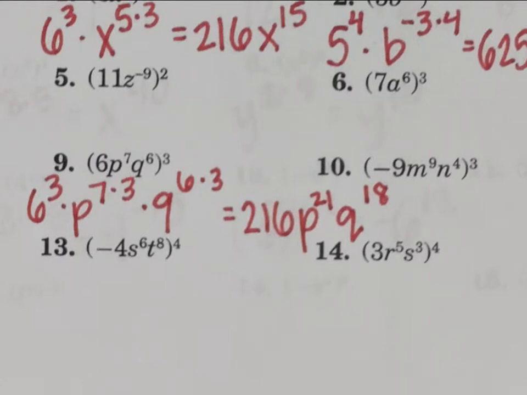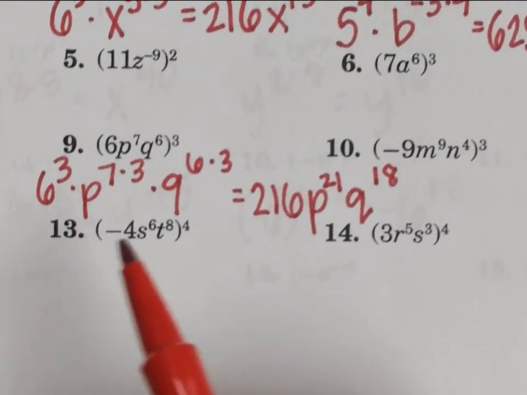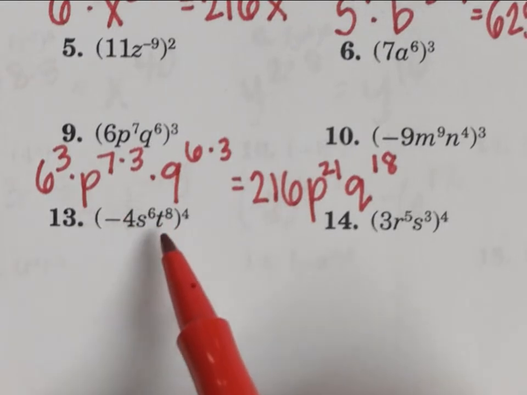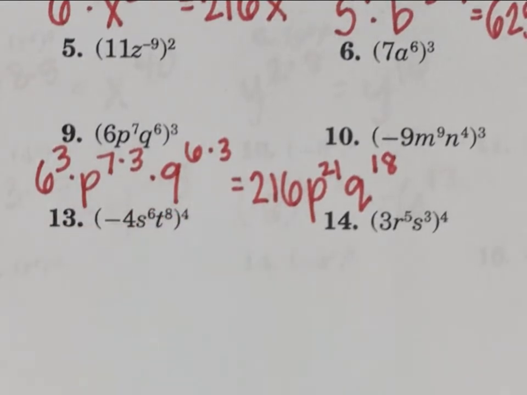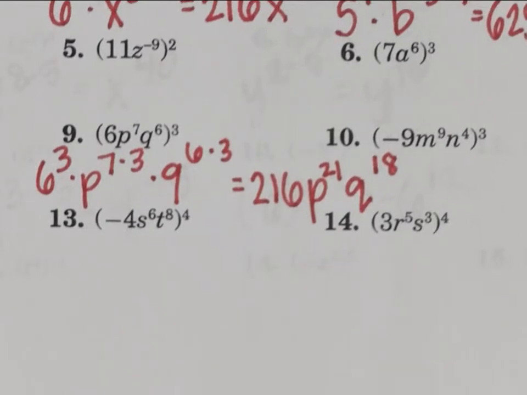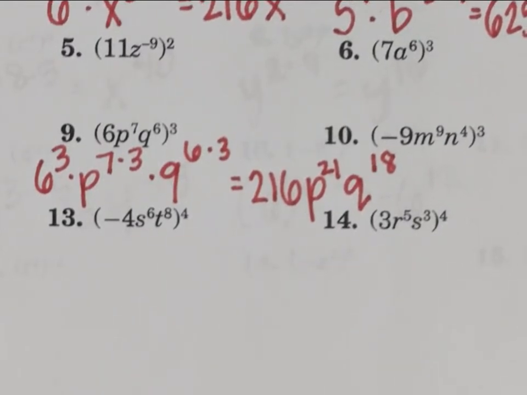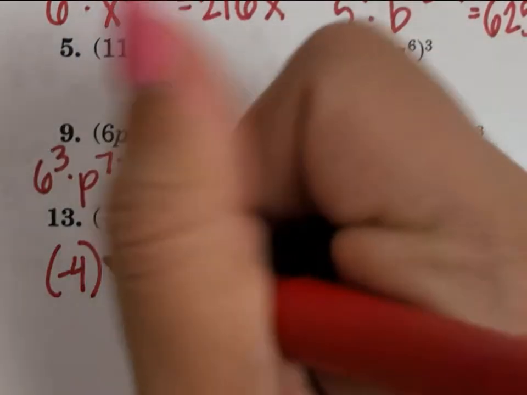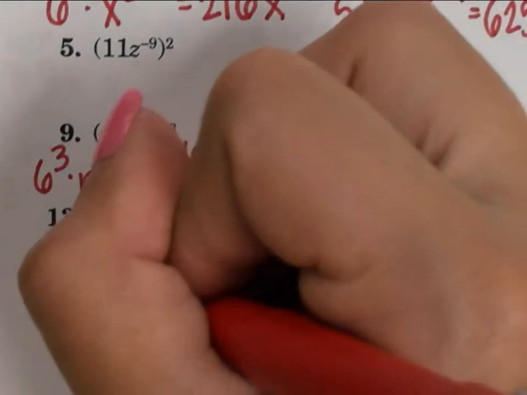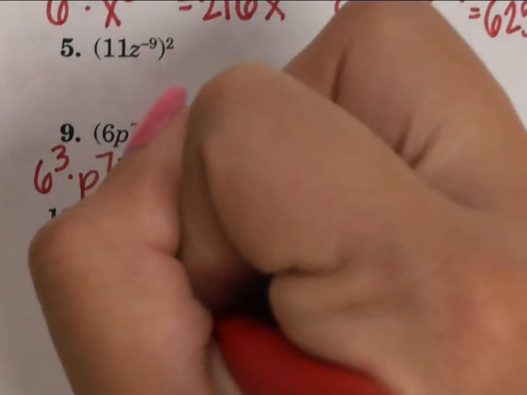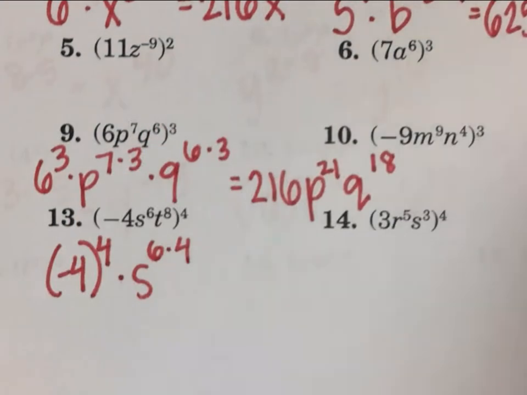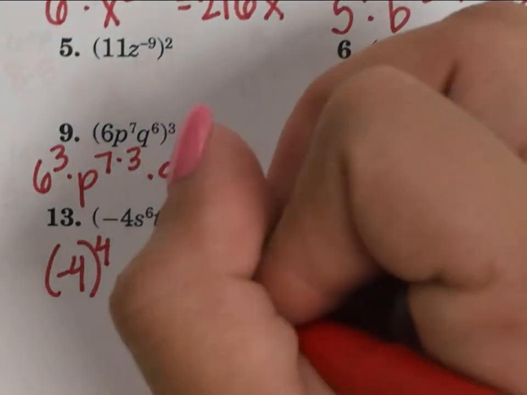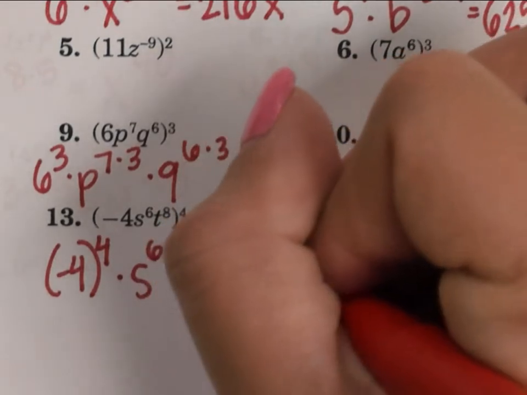Any questions on that? Okay, what about number 13? Negative 4s to the 6th, t to the 8th, all of that to the 4th power. So my coefficient is what? Negative 4. So that means I've got negative 4 in parentheses to the 4th power times s to the 6th, and we're going to multiply that exponent by 4, times t to the 8th, and multiply that by 4.